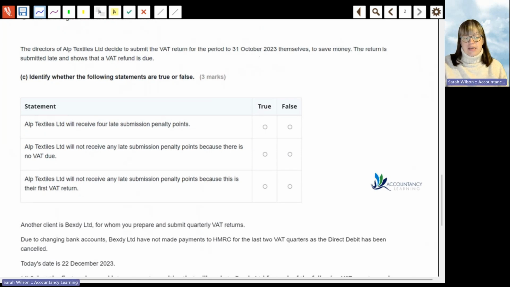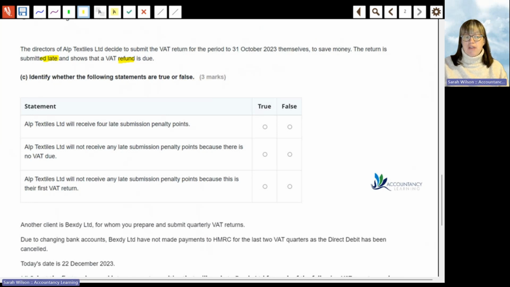The directors of ALP Textiles Limited decide to submit the VAT return for the period to the 31st of October 2023 themselves to save some money. The return is submitted late and shows that a VAT refund is due. So it's been submitted late and we've got a refund. We need to identify whether the following statements are true or false.